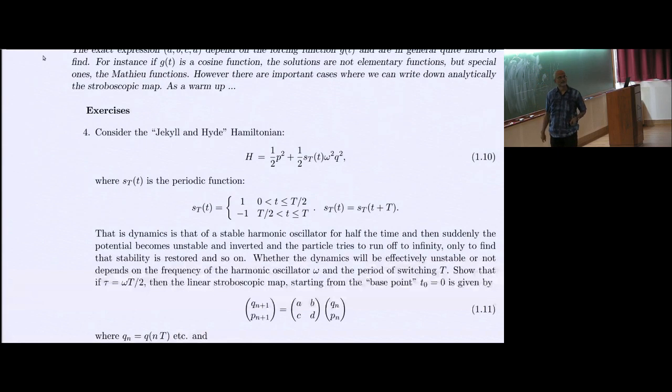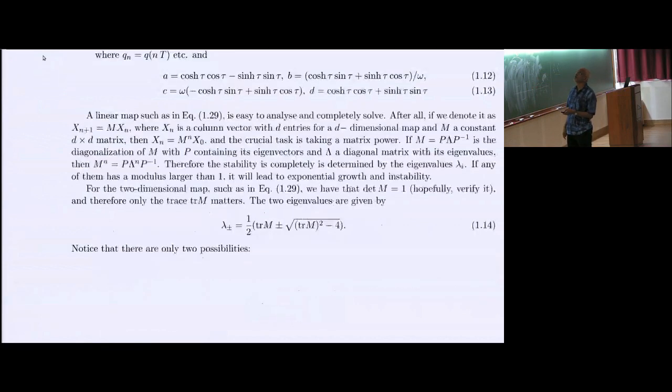So it's similar. If you really do it fast, it's like you're doing nothing. Okay, it's not like you're doing nothing, but it still remains stable. But it's an interesting problem for which you can write down exactly the stroboscopic map, okay?